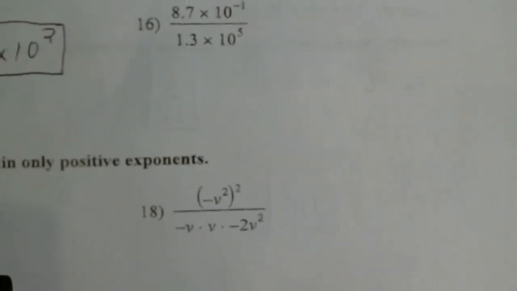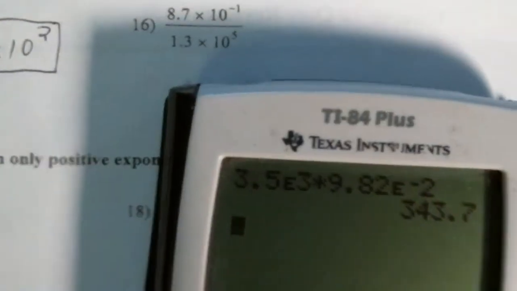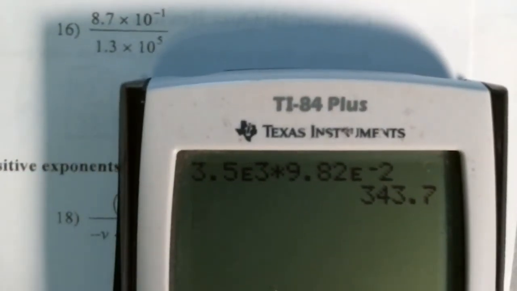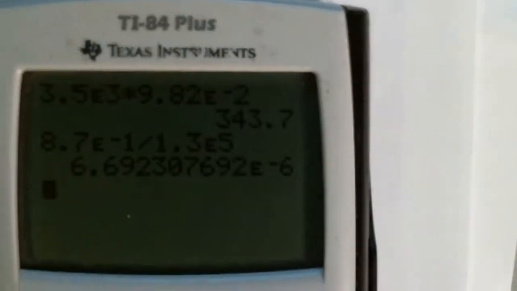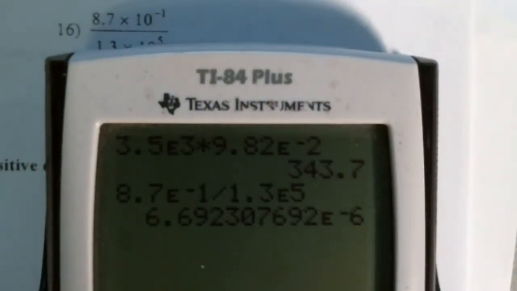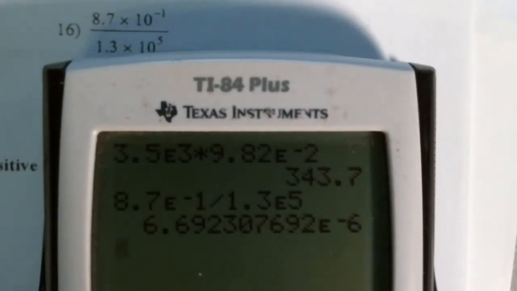Most of the time, though, your calculator will put it in scientific notation for you, like it's about to do on this one. So this is quite easy. So let's just go 8.7 second double E to the negative 1 divided by 1.3 second double E to the 5, and there you go. It does all the work for us. So I'm going to round that to 6.69.